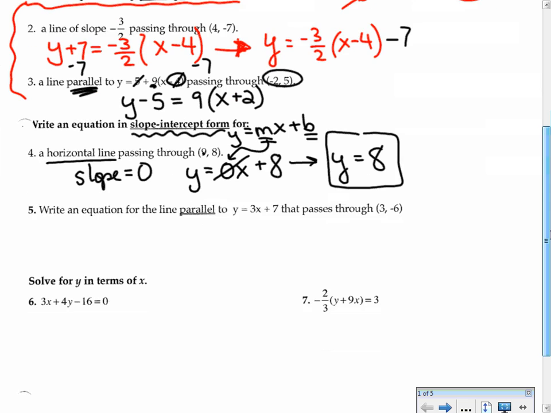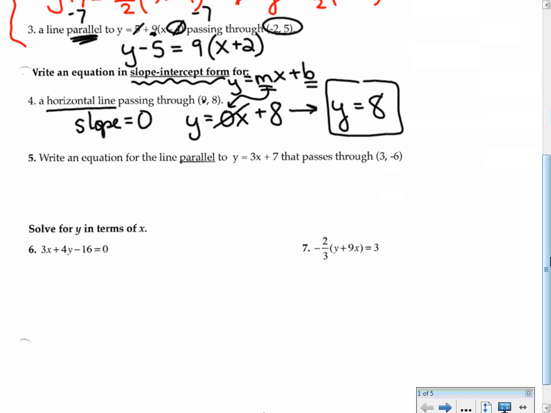Number 5, write the equation for the line parallel to this line that passes through (3, -6). Okay. I'm going to start out with y equals 3x, but probably going to need a different number than 7. We can find out by plugging these in for x and y. Sometimes, if you have this x and then y, people just plug those numbers in, and the x number accidentally ends up in the y spot, so the 3 ends up in the y spot and the -6 ends up in the x spot. And you know, that's no good, so we don't want that.